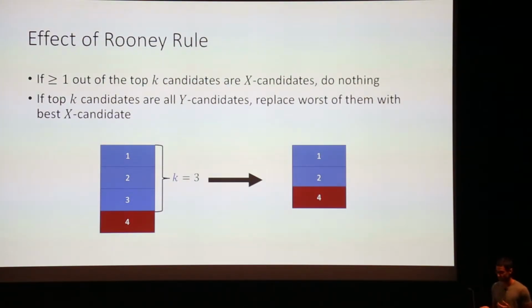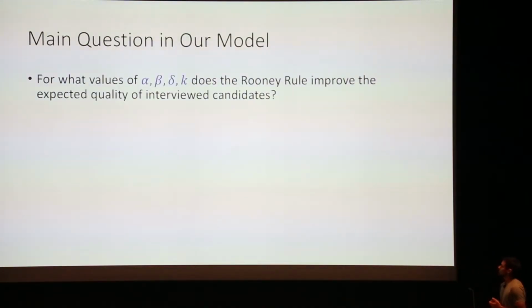Okay, and this is in the hope that because the bias has kind of downweighted this x candidate, it might actually be closer to the true ranking if I were to bring them back up. Okay, and so in our model, the main question is going to be, for which of these parameter values does the Rooney rule actually improve your expected quality, and how does it kind of vary with these parameters?